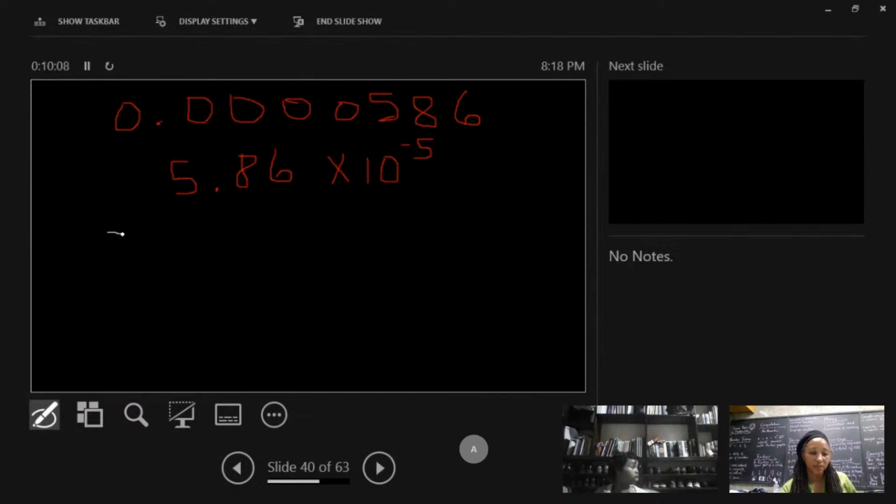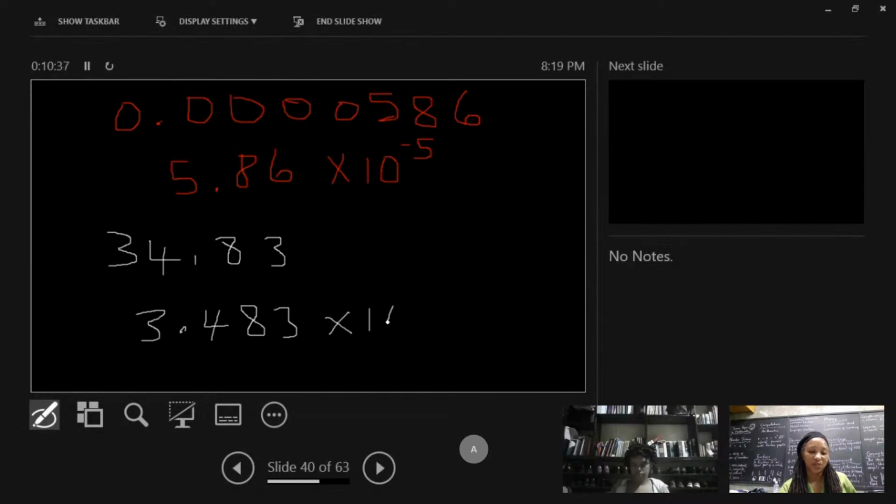How about this one? All right, so 34.83. We know we want it here. So that would be 3.483. Would we have to multiply by 10 to a positive power or a negative power? Negative, miss. Would we have to move back to the left or back to the right? To the left. We'd have to move back to the left to get it to the original place where it was.